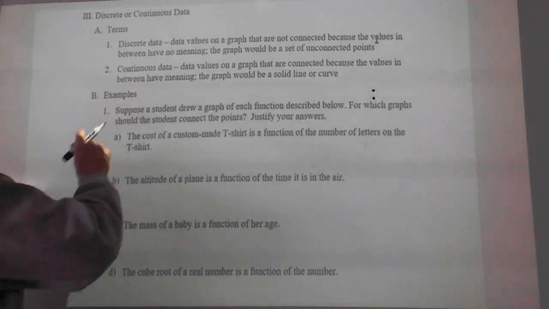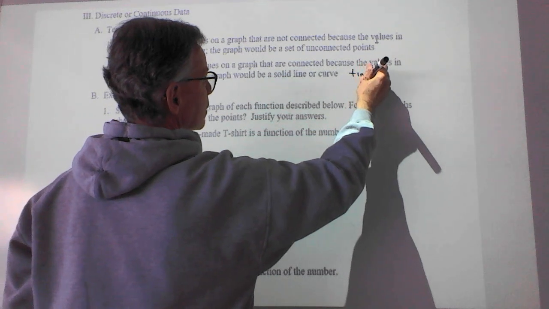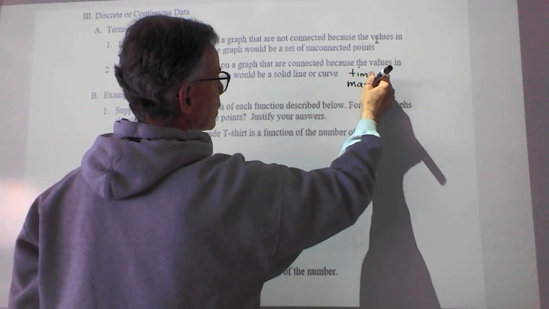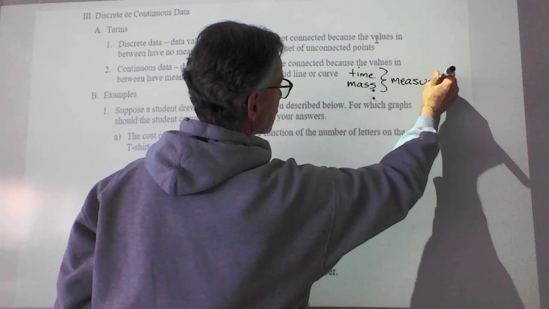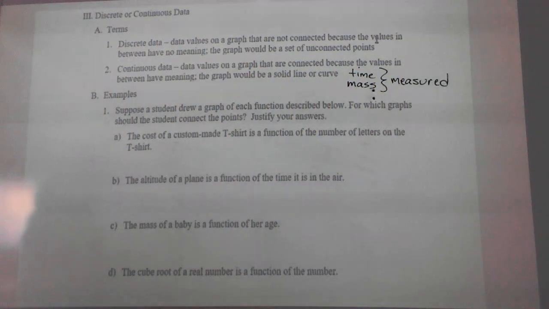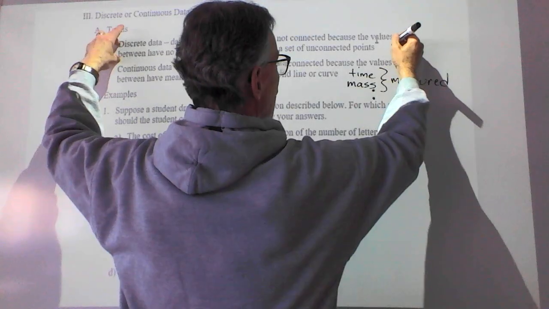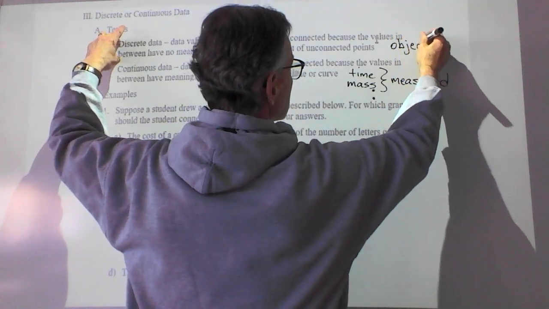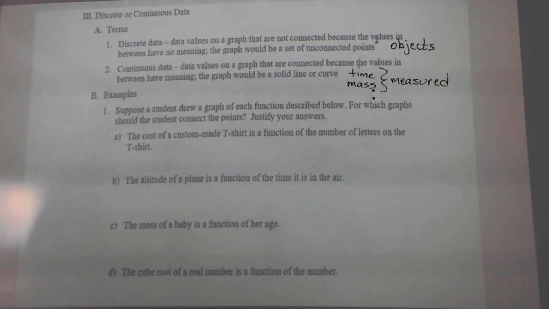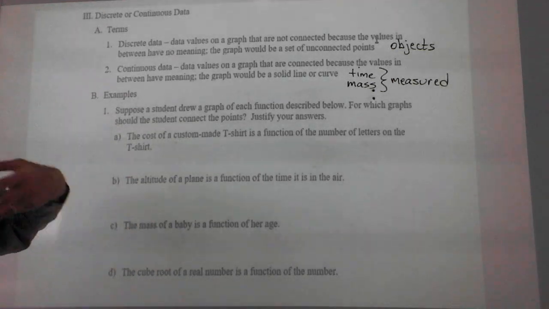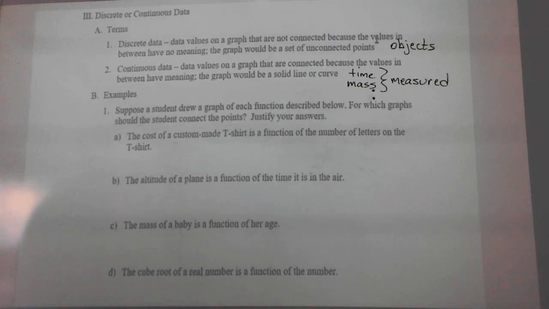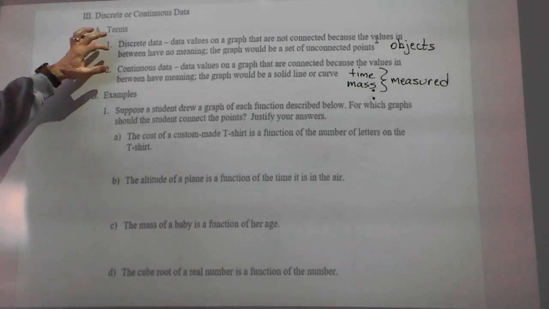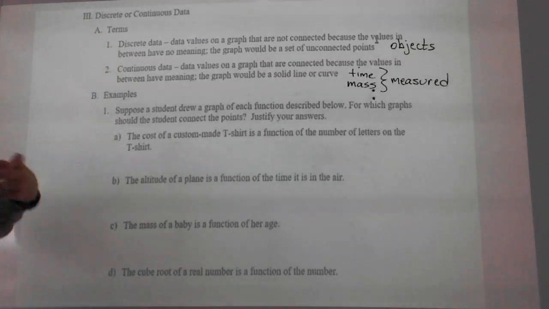So when we're doing things like talking about time or mass, in general, if we're talking about things that can be measured, then you're dealing with continuous data. If we're dealing with things like objects, that tends more often to be discrete. So if we're graphing, for instance, the cost of a number of DVDs that you might buy, or the cost of a number of t-shirts that you might buy, that would be discrete data, because we can't have things like 1.5 t-shirts.